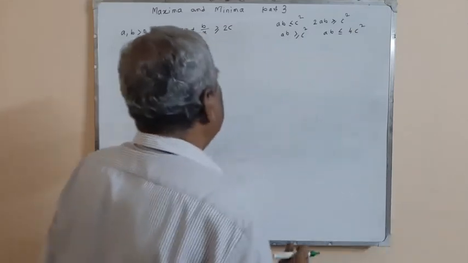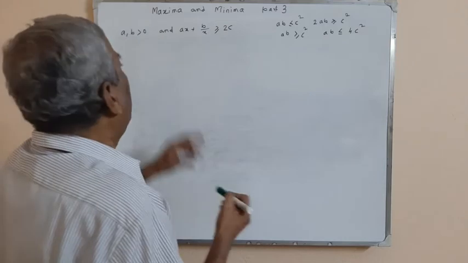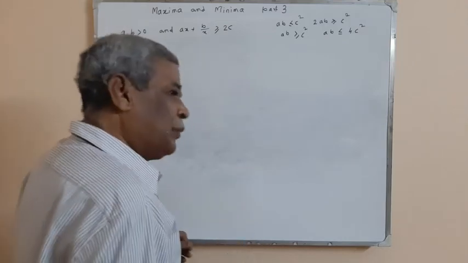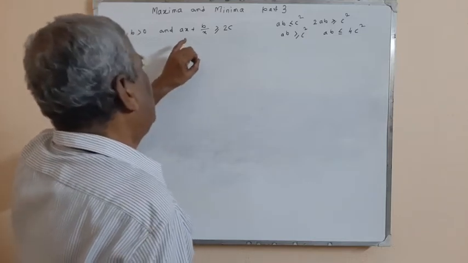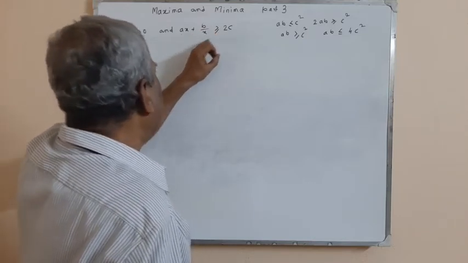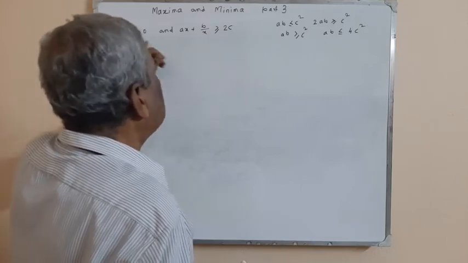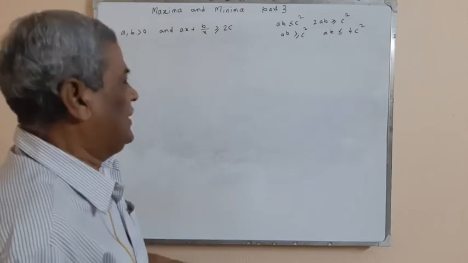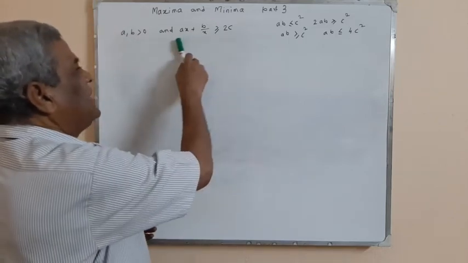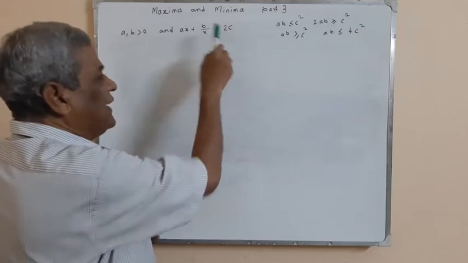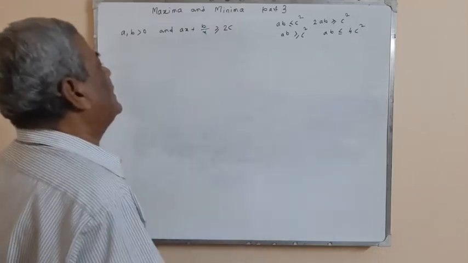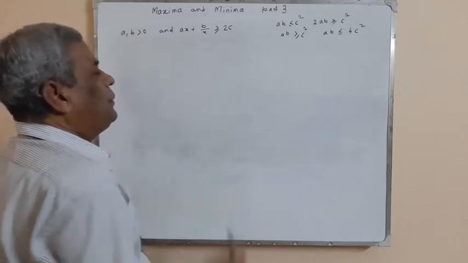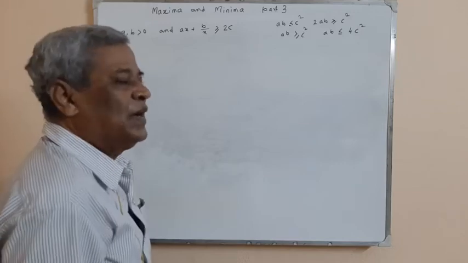So the problem is: A and B are two unknown constants. They are positive. Number two, the function AX plus B by X is such that for all these values of AB, it is greater than or equal to 2C. That means its minimum value is either 2C or more than that. In that case, we can say the minimum value of AX plus B by X is equal to 2C.